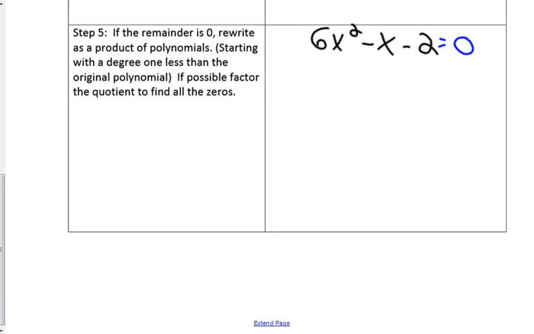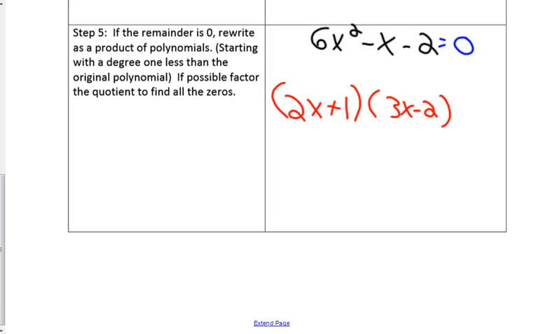2x plus 1, 3x minus 2. If you did not get those factors, then you need to stay after school. I'm so sick of talking about factors. You have a question? But there's actually one more factor.